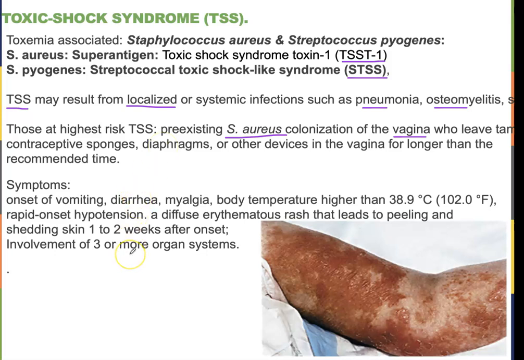So what does it look like? Vomiting, diarrhea, myalgia, which means muscle pain, a fever, and rapid onset hypotension. Hypotension is low blood pressure. You can get a diffuse erythematous rash. That means a very red rash, which you can see here. That can also lead to peeling and shedding of the skin. You can see some of the peeling happening here. And then you can also have organ damage. So those are the two bacteria and the toxins that can cause toxic shock.